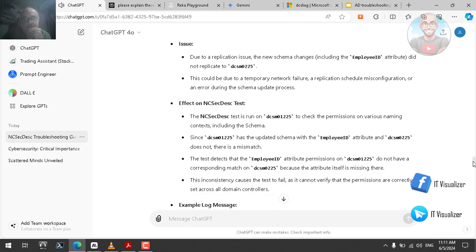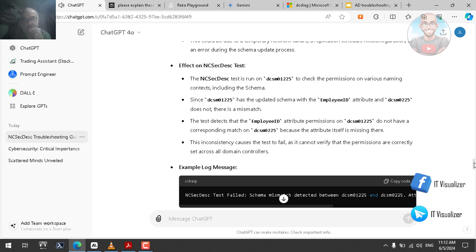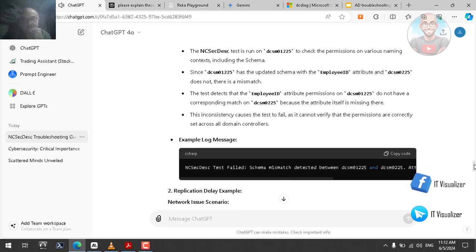Effect on NC-SecDesc test. The NC-SecDesc test is run on DCSM01225 to check the permissions on various naming contexts, including the schema. Since DCSM01225 has the updated schema with the Employee ID attribute and DCSM0225 does not, there is a mismatch. The test detects that the Employee ID attribute permissions on DCSM01225 do not have a corresponding match on DCSM0225 because the attribute itself is missing there. This inconsistency causes the test to fail, as it cannot verify that the permissions are correctly set across all domain controllers.